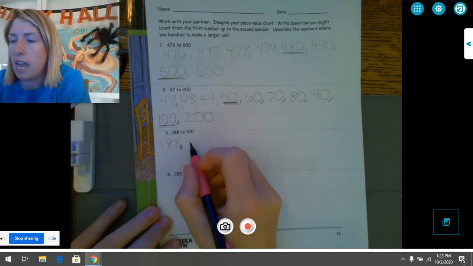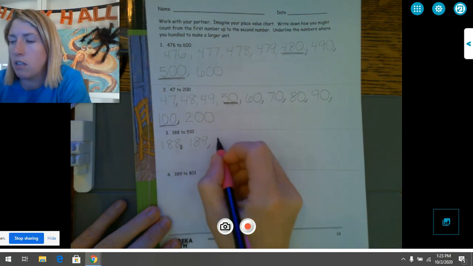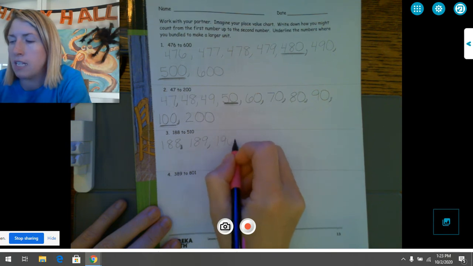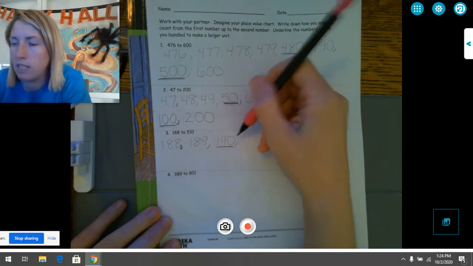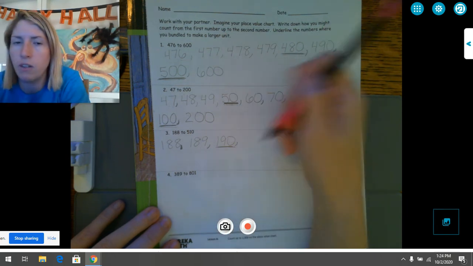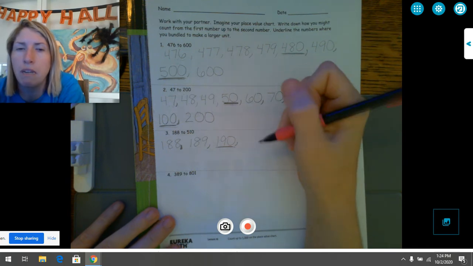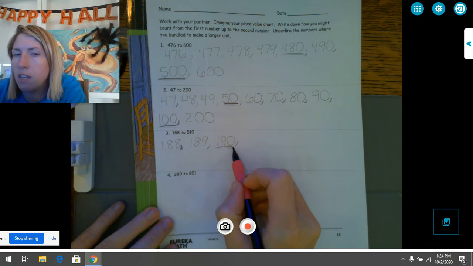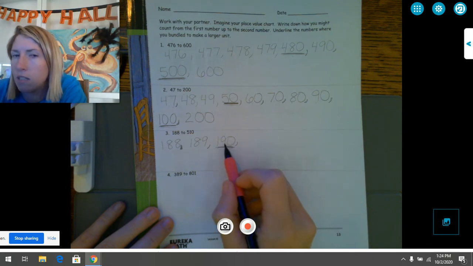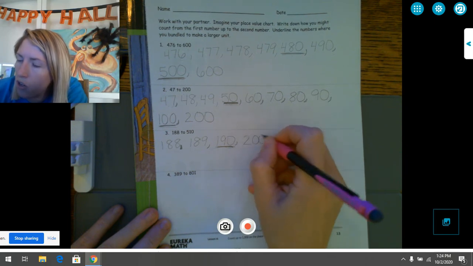So 188 comes after 188 if you count by ones. 189, 190. Okay, I'm going to underline this because now look, I did what I was trying to do. I got my 0 here in my ones place. So now I can switch to counting by tens. And what happens if you count by tens? What comes after 190? If you count by tens, that is going to go up by 1. So I'm going to get 200.